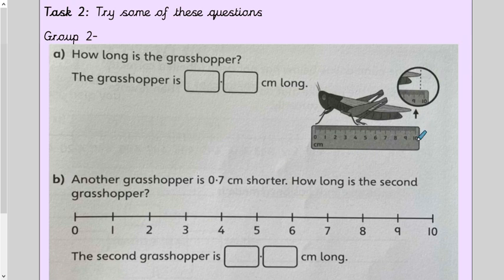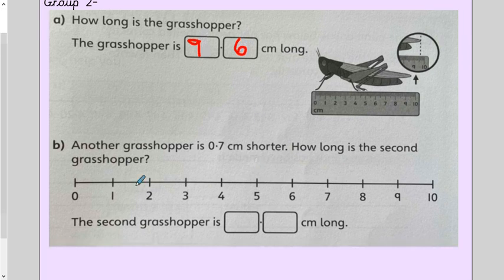Group 2 then, how long is the grasshopper? Now it's quite hard to see, so I apologise for that, but if you had something similar, then that's fine. I'm going to say 9.6, but if you had something around that, then that's fine. Another grasshopper is 0.7 centimeters shorter. How long is the second grasshopper? If he's 0.7 centimeters shorter, it would be 8.9 centimeters long. All I did there is take away 0.7 from 9.6, and that's 8.9.